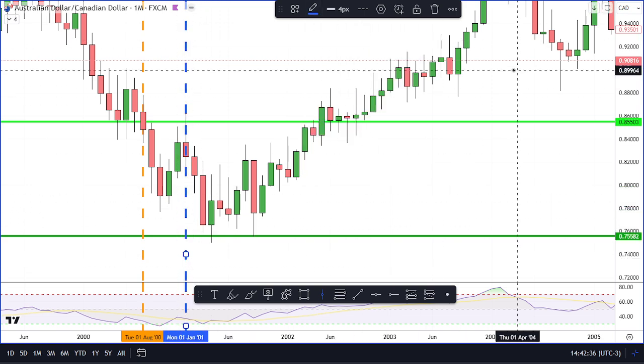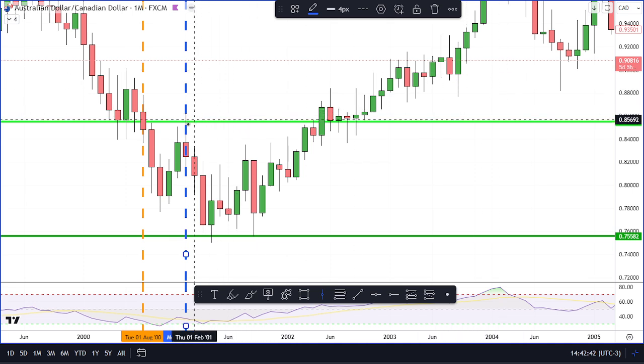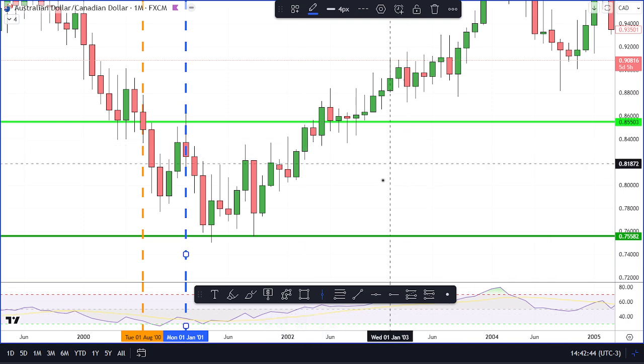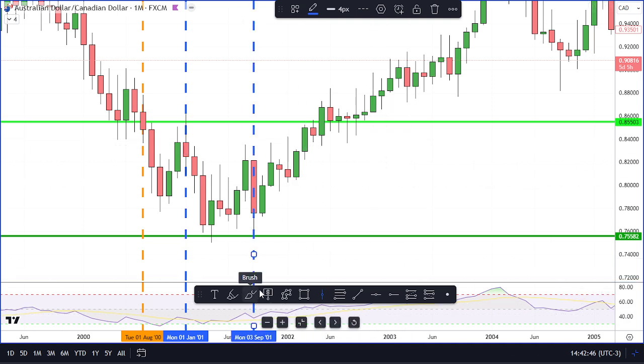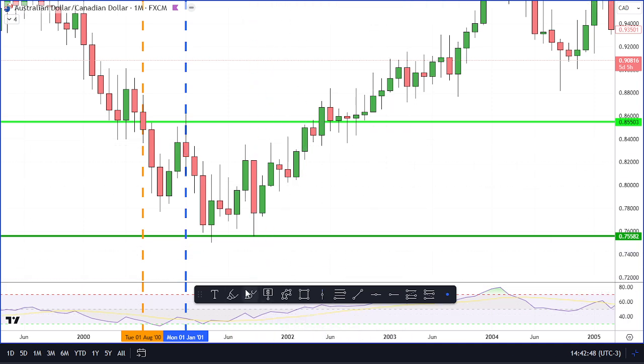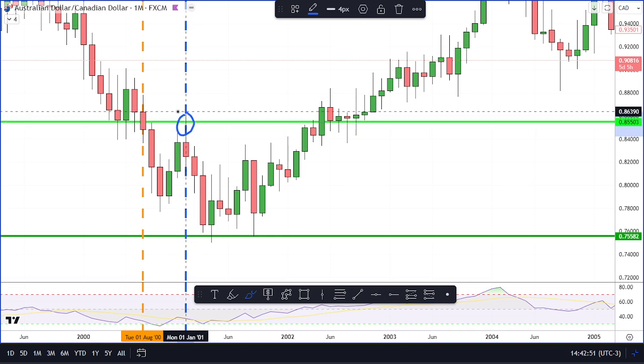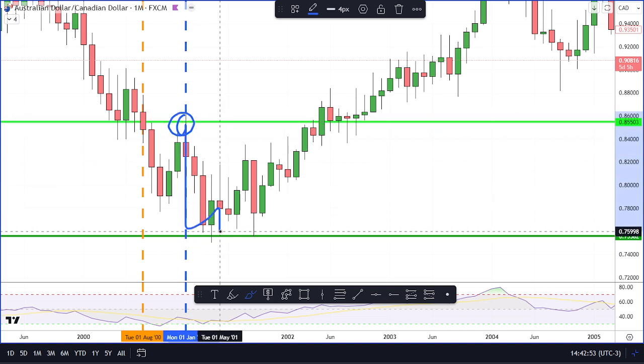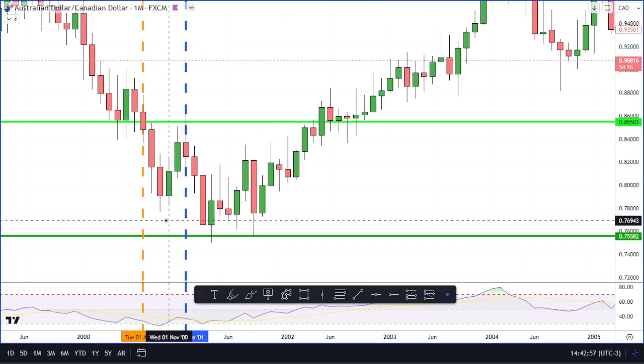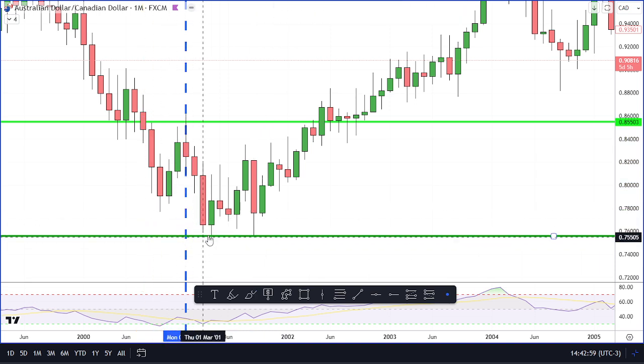That was January, the 1st of January 2001. The market came back up and rejected at that level, as we can see right here. The market came up right here and rejected, went all the way down, came back to that same support level that the market found in 2000.